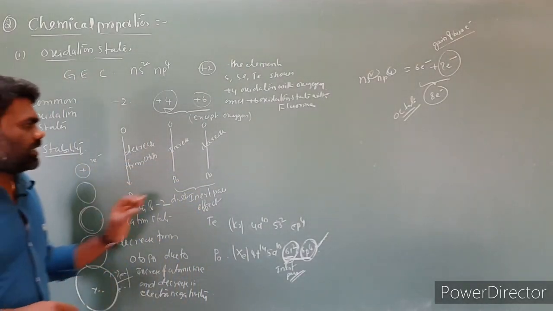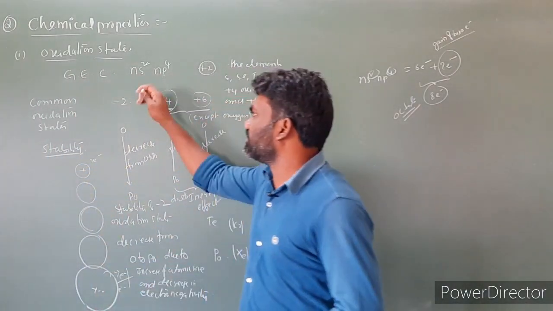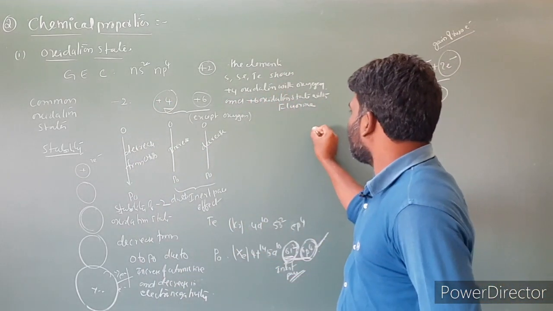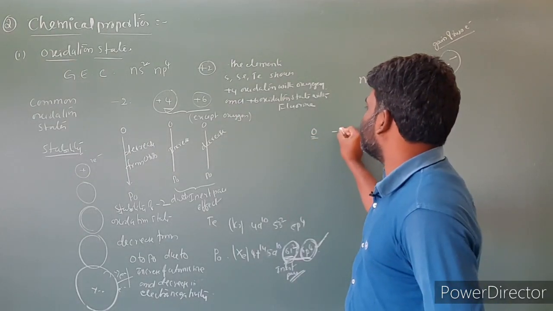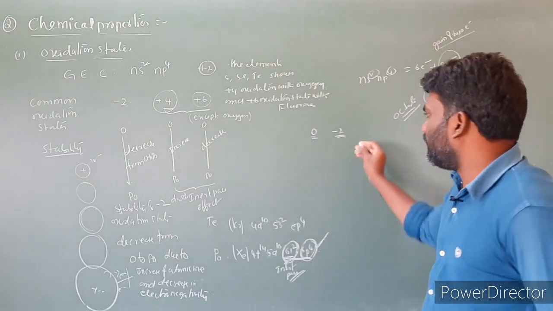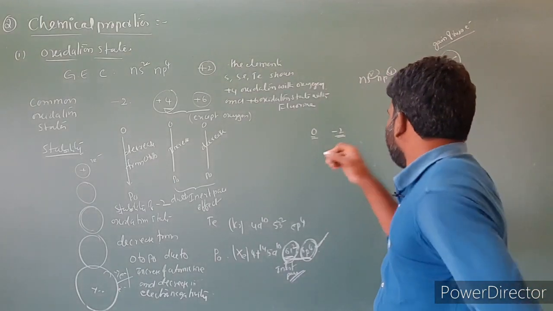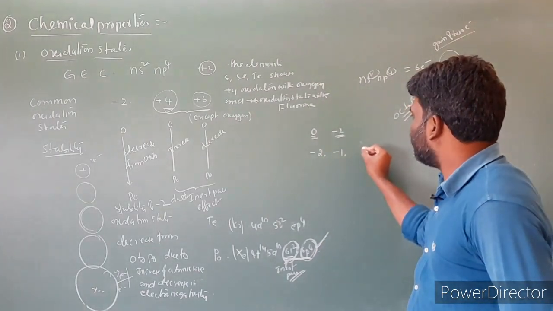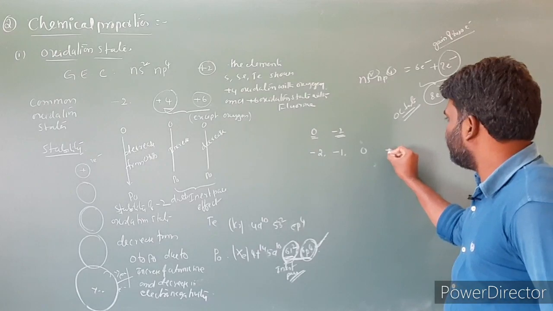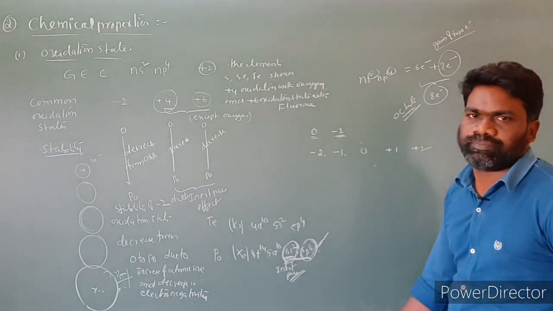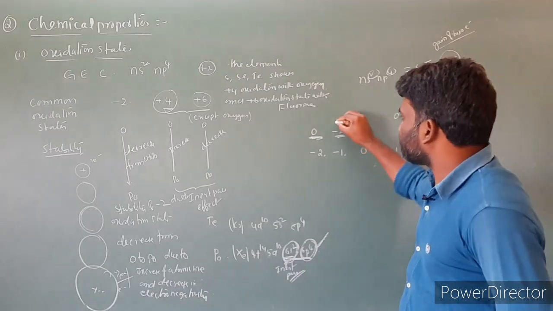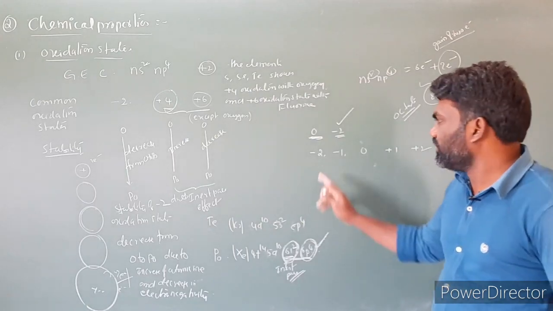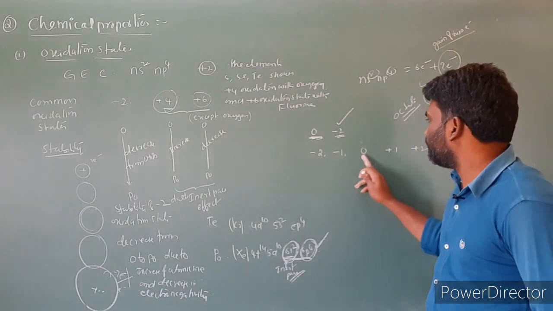So these are the common oxidation states of group 16 elements. Another important point is that in addition to these oxidation states, these elements exhibit other oxidation states also. For example, take oxygen. I showed the -2 oxidation state. In addition to -2, oxygen can exhibit -1, 0, +1, and +2 also. Very important point. -2 is the common oxidation state of oxygen; in addition, it exhibits -1, 0, +1, +2.